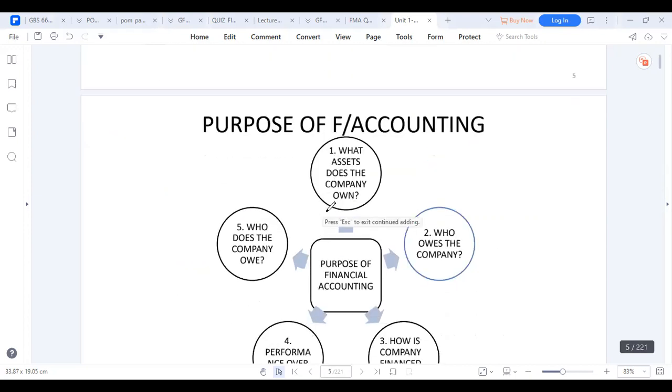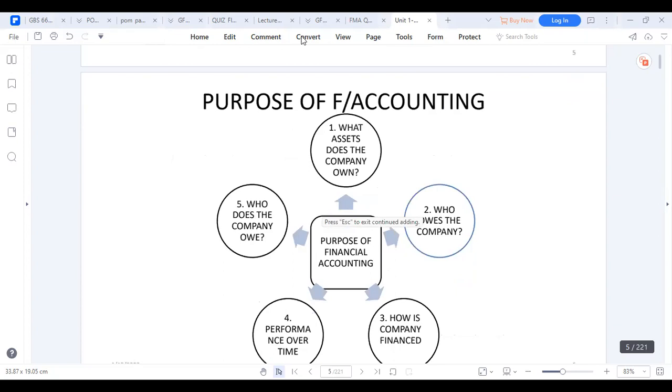So the purpose of financial accounting basically is subdivided into these 5 key elements. It looks at what assets this firm owns. Whatever the firm owns is called an asset. It also looks at who owes the firm. So the people who owe the firm are called what? Debtors. Then also it looks at what? Who the firm owes. Who does the firm owe? So these are called the creditors.